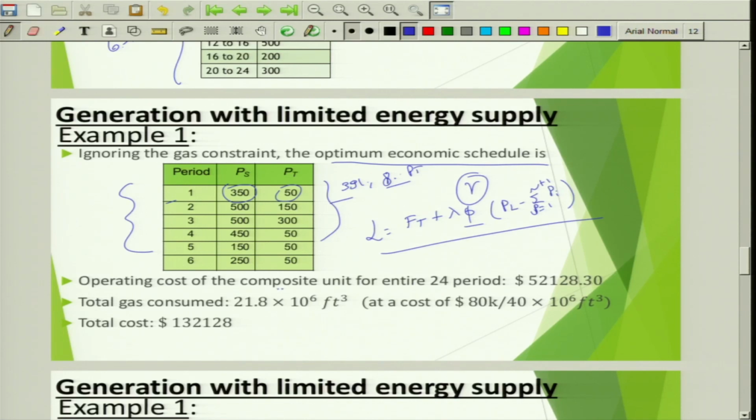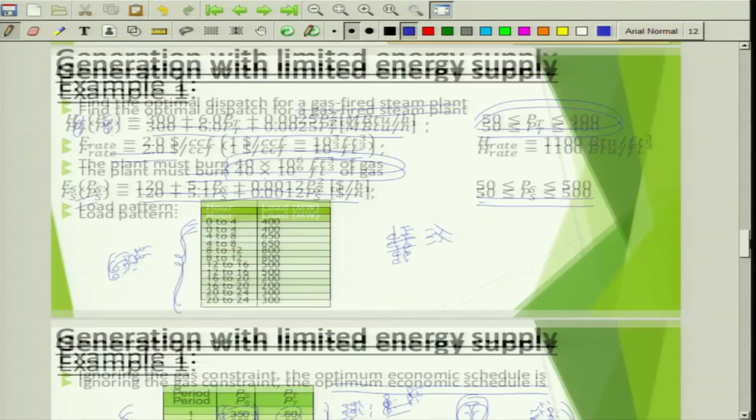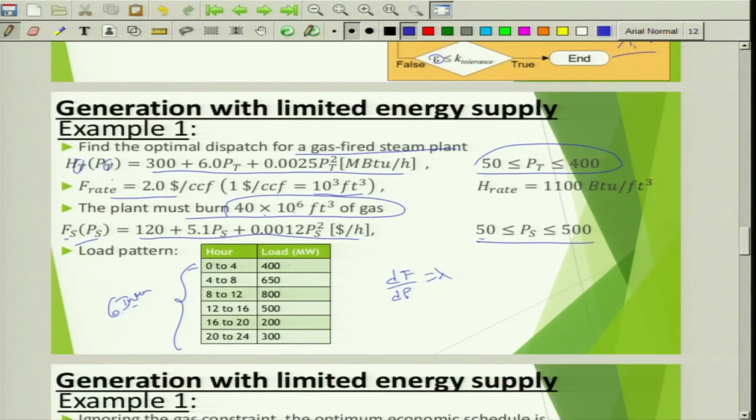Now the operating cost of the composite unit for the entire 24 period. You need to find out the total fuel cost, right? This is the generation for each generator. Now find out the total cost for PS. We are speaking about PS. You got the generation for each interval, 350, 500, 500, 450, 150, 250. What you have to do is simply go to this expression, Fs of PS. There is already fuel cost inbuilt inside this. Wherever PS is there, you put that number, then you keep adding for all the intervals.